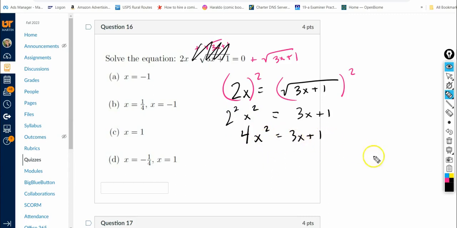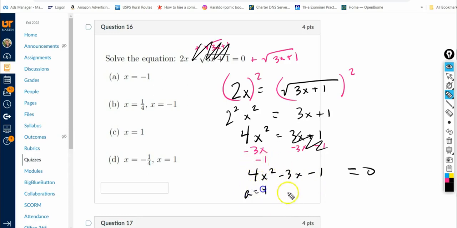Now, I can solve a quadratic if it's equal to 0. So I'm going to subtract 3x from both sides, and I'm going to subtract 1 from both sides. So over here, I will have 0, and over here, I'll have 4x squared minus 3x minus 1. Now, I can try to factor this, or I can use the quadratic formula. When x is multiplied by something bigger than 1, I use the quadratic formula. So a is equal to 4, b is equal to negative 3, and c is equal to negative 1.